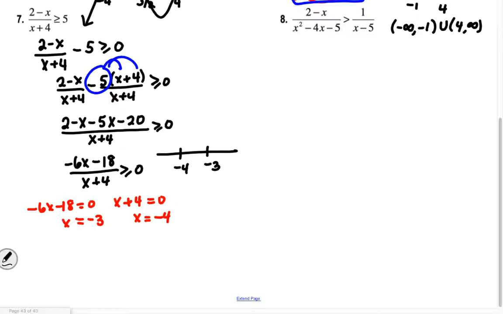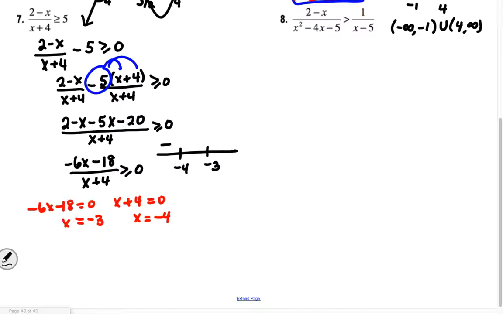So you could test back in the original, but I don't like to do greater than or equal to 5. I like it to be greater than or equal to 0, because then you're just seeing if it's positive or negative. You don't care what the number is, right? So if I plug in -5, I get 30 minus 18 is positive over a negative. So positive over a negative is a negative.